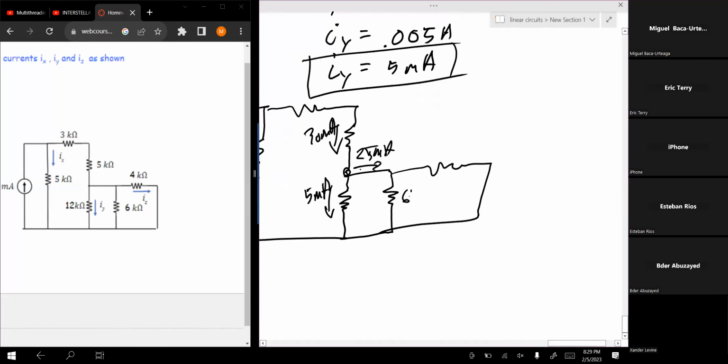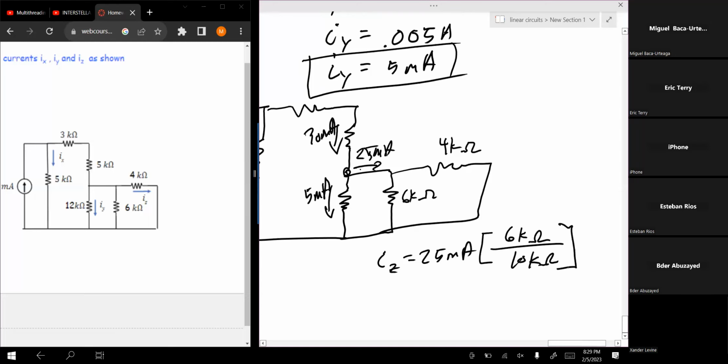We know that this is a 6 kilo ohm resistor, and we know that this is a 4 kilo ohm resistor. And we have 25 milliamps flowing in, meaning that IZ is going to equal 25 milliamps times the opposite resistor of 6 kilo ohms divided by the sum of both the resistors. If you were to multiply all of that out, you should get 0.015 amps or 15 milliamps.